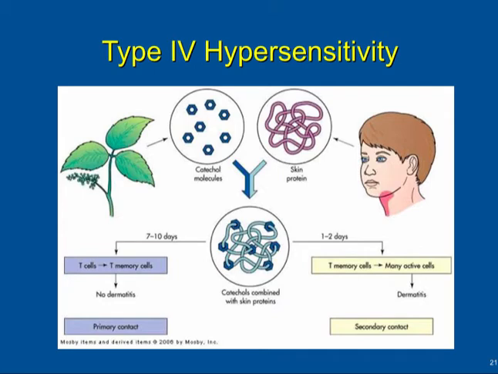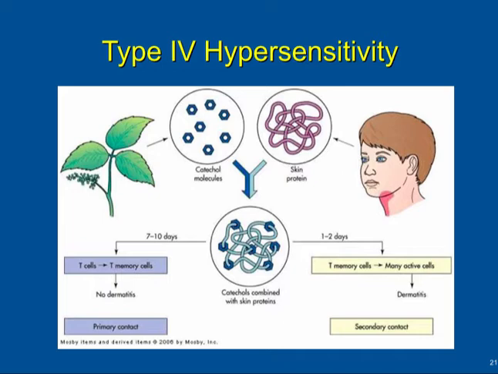A great example that you commonly see in primary care is contact dermatitis. You'll see a lot of derm in general in primary care. This is an example of poison ivy. With poison ivy, there are oils on the plant, and when your skin has contact with it, there are catechol molecules from the plant that combine with skin proteins and can develop a response there.